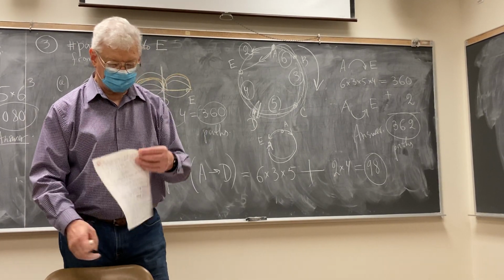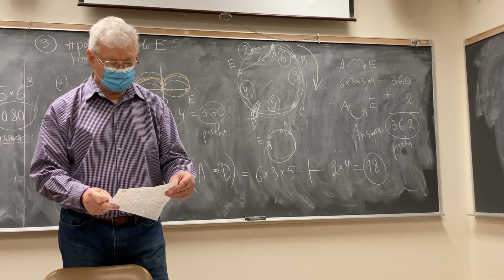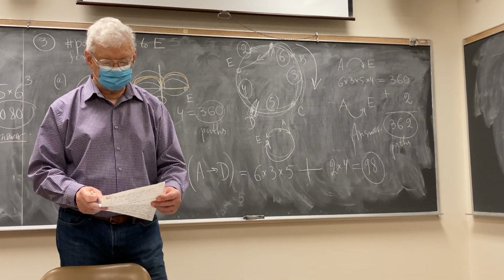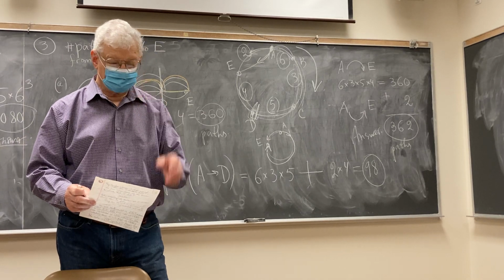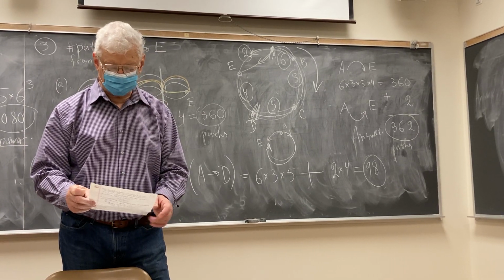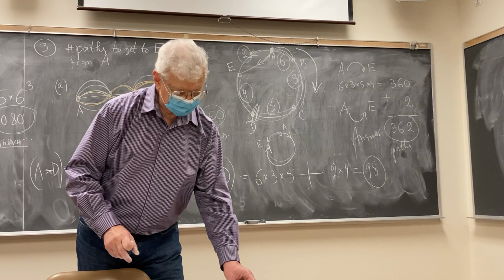Problem number 5: if you choose A, B, C, 3 people at 8 desks, it will be 8 factorial over 5 factorial.